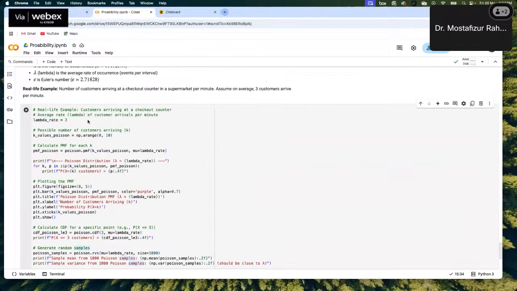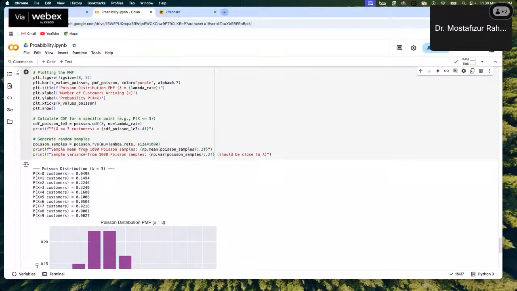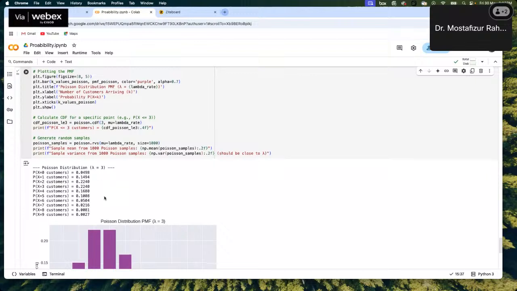Let's take this example. The average rate of customers that appear in a particular shop is 3 per minute, and the possible number of customers arriving is between 0 and 10. We need to calculate the PMF for each such k, the possible number of customers arriving, where k can take any value between 0 and 10. Through this Poisson distribution, let's check it. We'll calculate the sample mean from 1,000 Poisson samples.